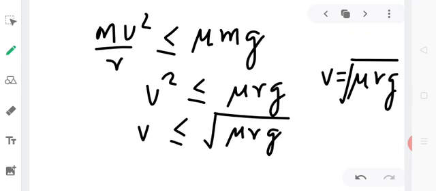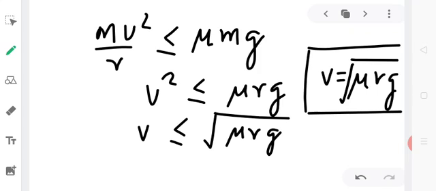The value of v depends on radius r of the curve and on coefficient of friction mu between the tires and the road.